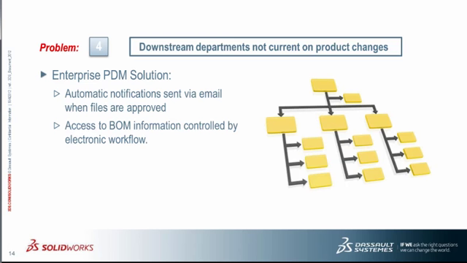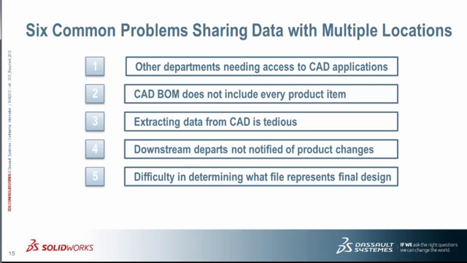Access to BOM information is controlled by electronic workflow. Again, the workflow will determine who has access to the files and when. So if a file is in development or in design engineering, you can make it so that manufacturing and purchasing can't even see those files and thus couldn't get to the BOM information until it reaches a certain point, like out for quote or whatever the state that you determine is when they can see it. The fifth problem is difficulty in determining what file represents the final design.